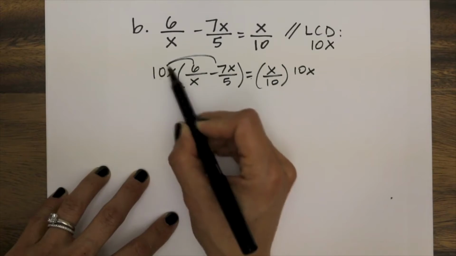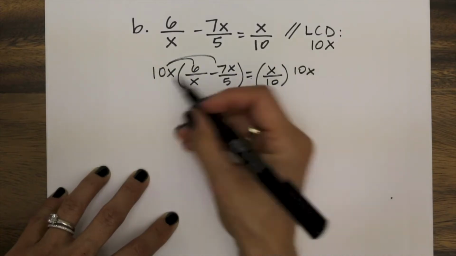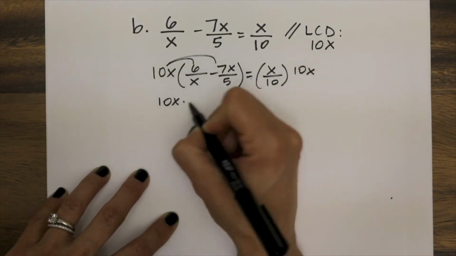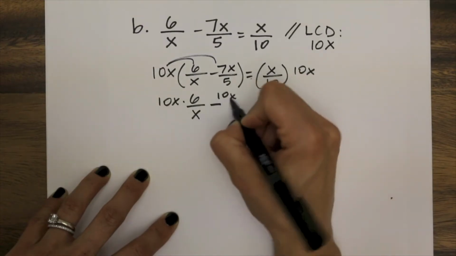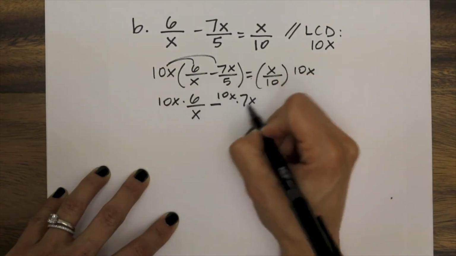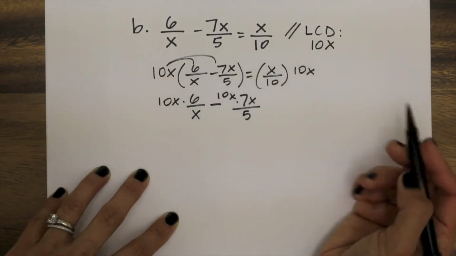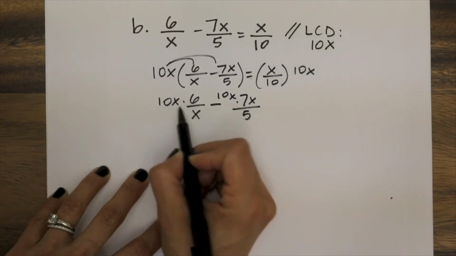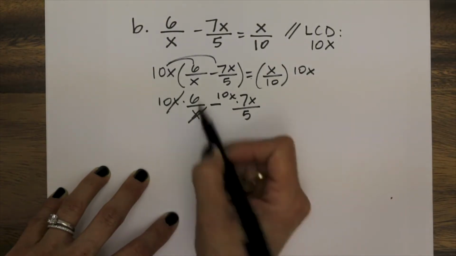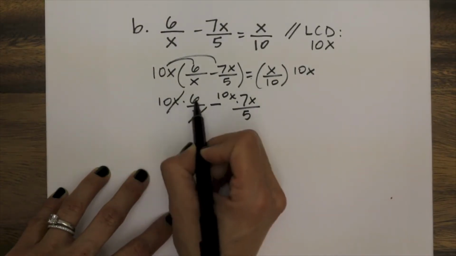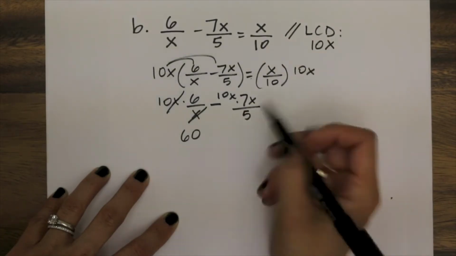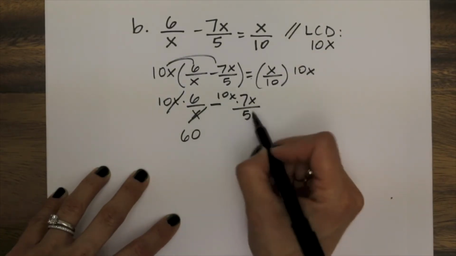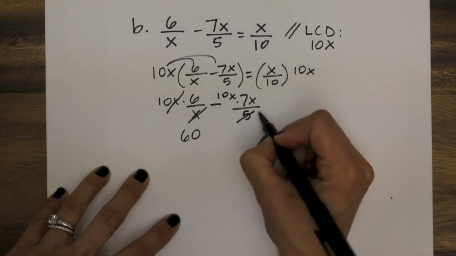So when we distribute 10x to both terms, I want you to think of it as 10x times a 6 over x and 10x times the 7x over 5. The x's will cancel here, so x cancels with x, and you're just left with 10 times 6, or 60. Over here, the only thing that reduces the 5 divided by 5 is 1.